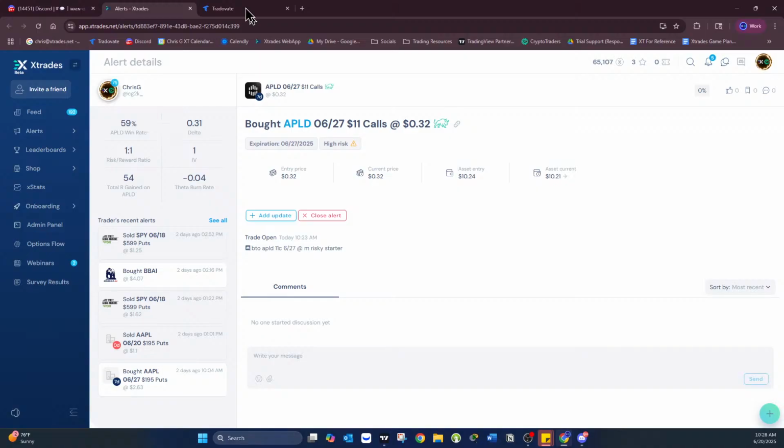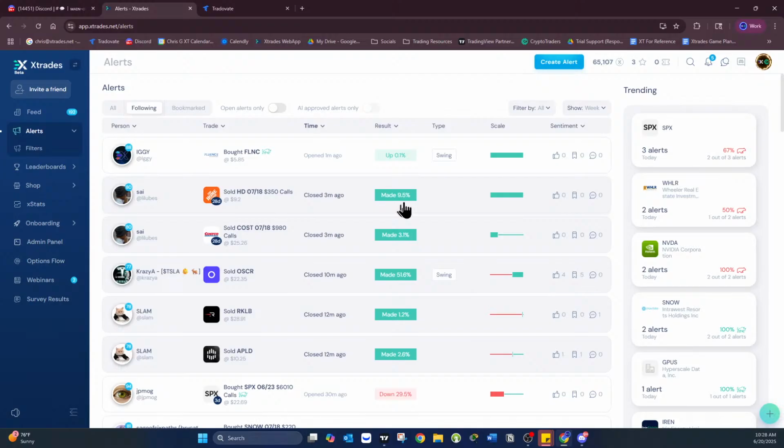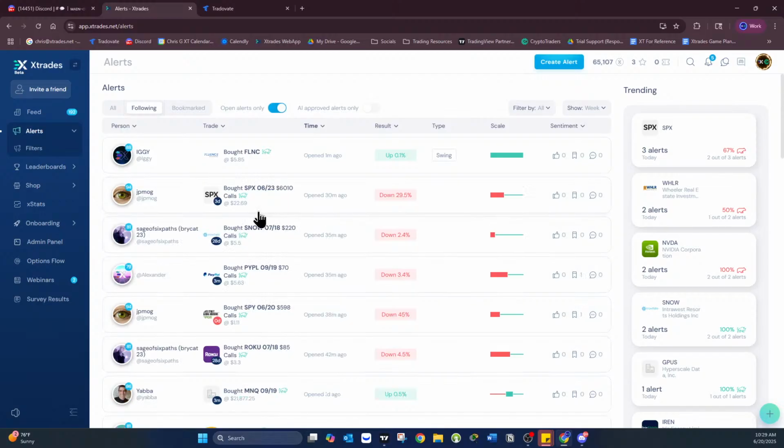All right, so now you see the trade details here. You guys can take a look at any alerts as well. Again, the beauty of the app is the ability to see not only the entry and the exit of trades, but also the progress of trades.